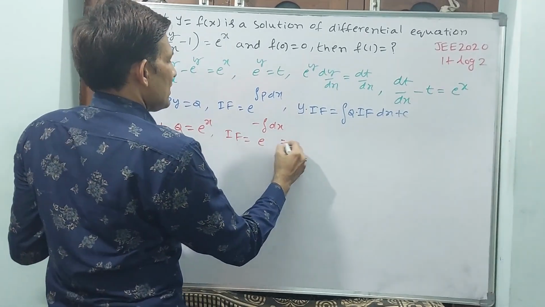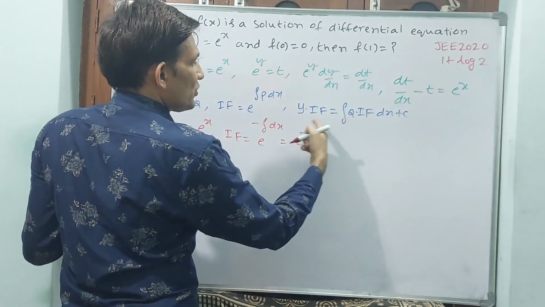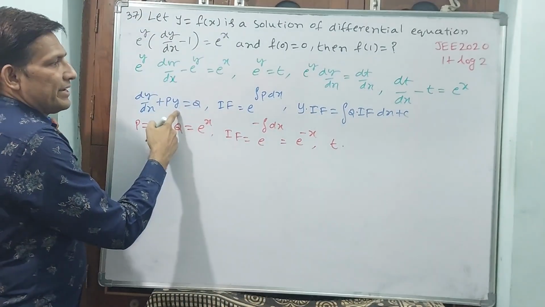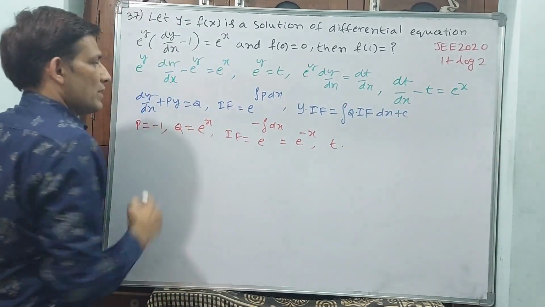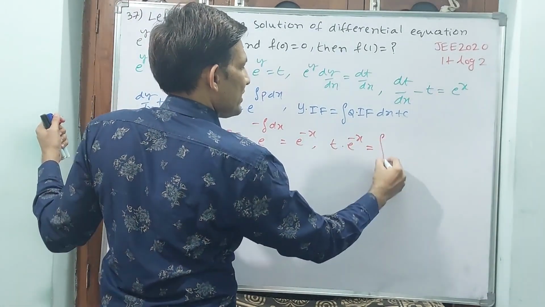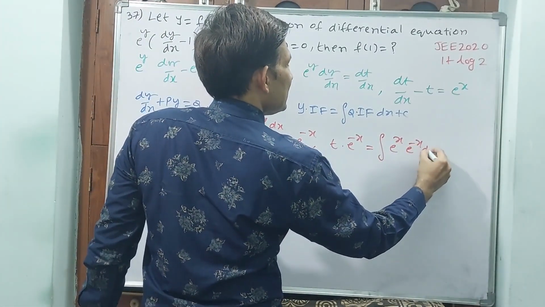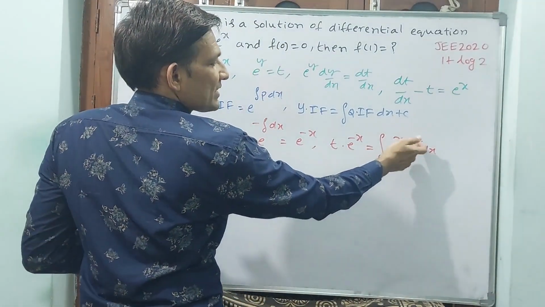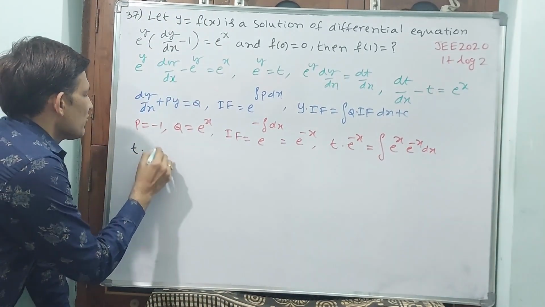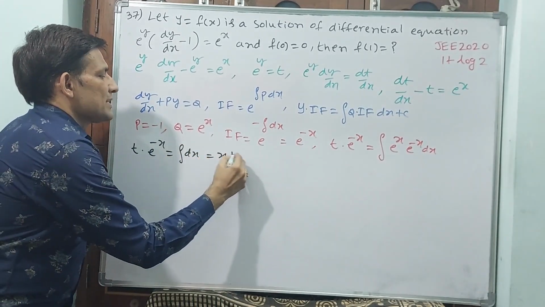That is equal to e power minus x. E power minus x will be your integrating factor. Then what is the solution? Here y is t. T into the integrating factor e power minus x is equal to the integral of q, e power x, into the integrating factor e power minus x, dx. E power minus x times e power x gives e power 0, that is 1. That means dx. T into e power minus x is equal to the integral of dx, that is equal to x plus c.